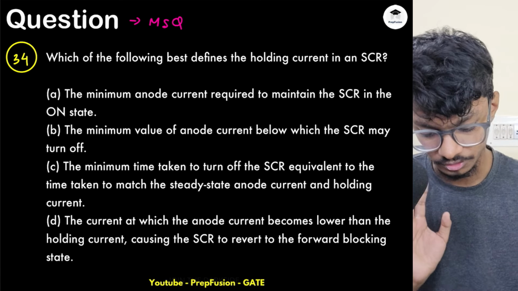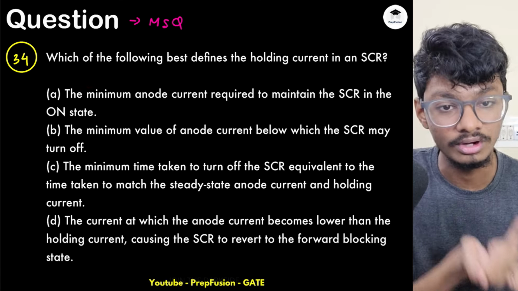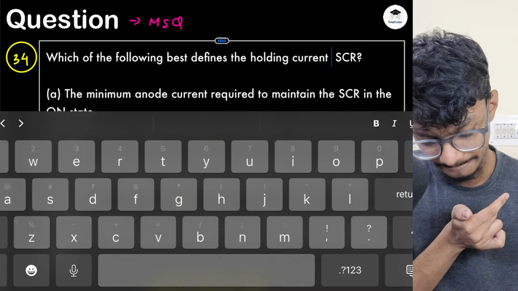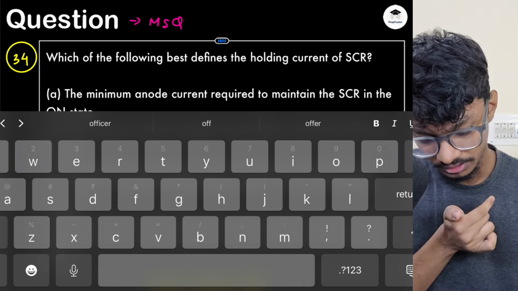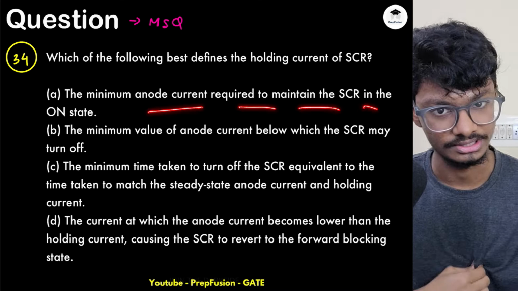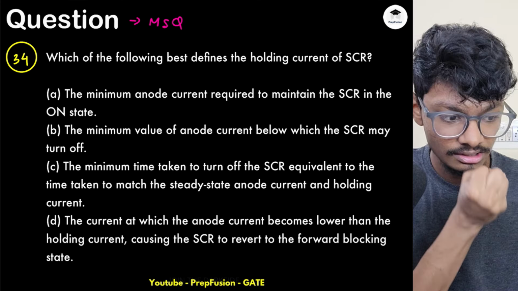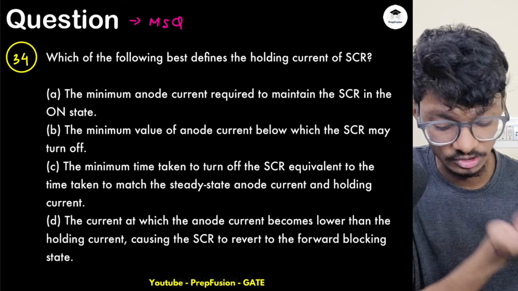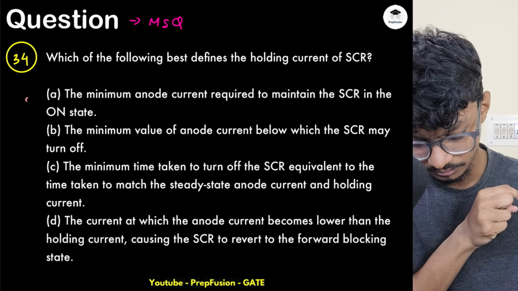So let's solve this next question. Which of the following best defines the holding current in an SCR? Holding current of SCR. Option A: the minimum anode current required to maintain the SCR in the on state. Yeah, it talks about when the SCR is on. It is the minimum amount of current that is required to keep the SCR in the on state, which is correct. So option A is correct.